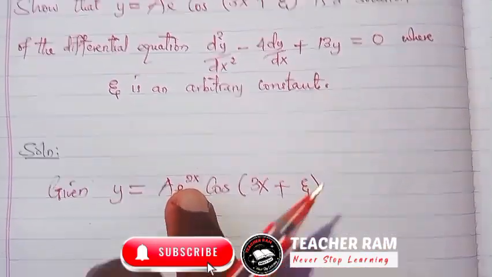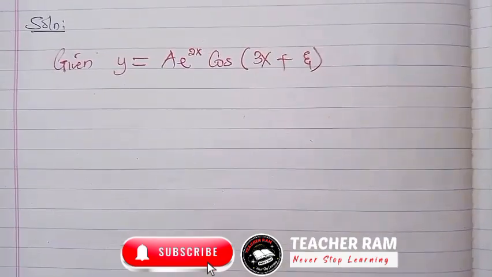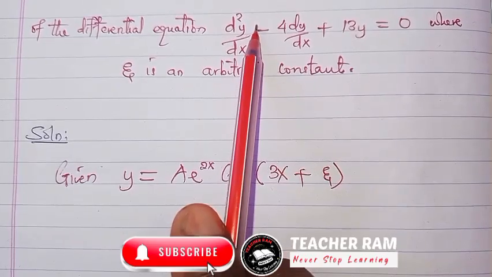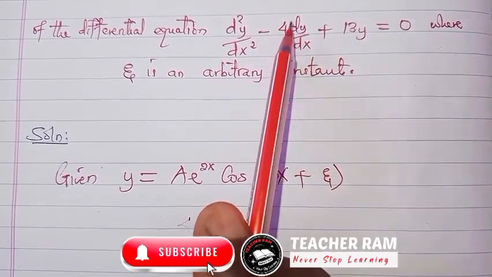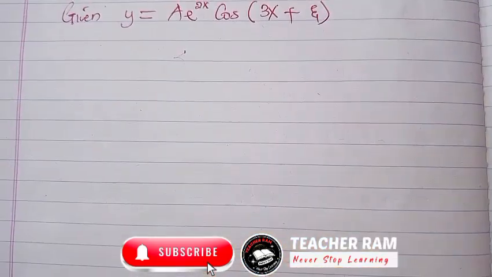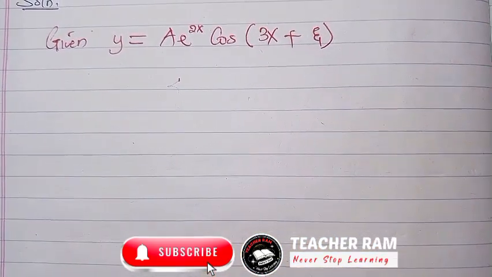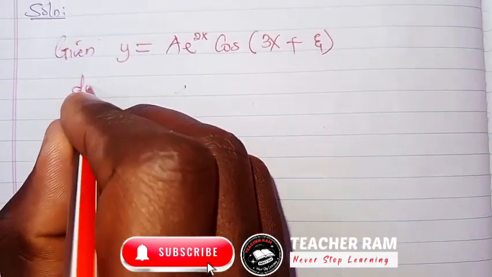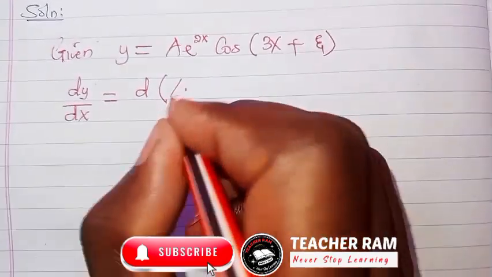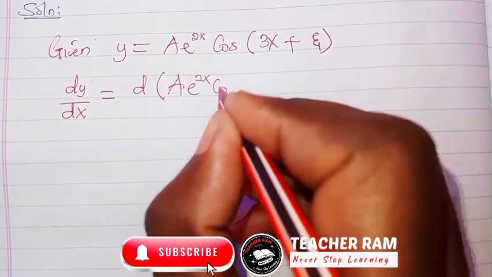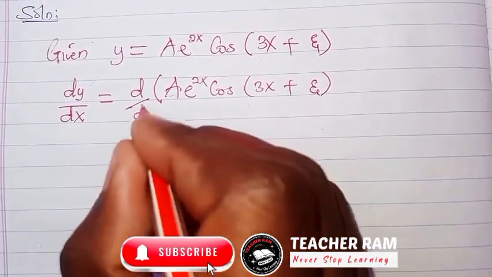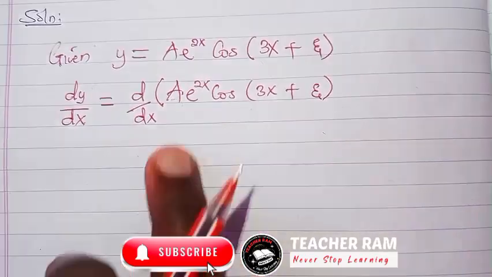We are supposed to differentiate this equation twice, because the order of the differential equation is 2, or in other words, it is a second order differential equation. So we're going to differentiate the given function twice. Let us find the first derivative. The derivative of y with respect to x is the same as differentiating a e^(2x) cos(3x + ε) with respect to x.